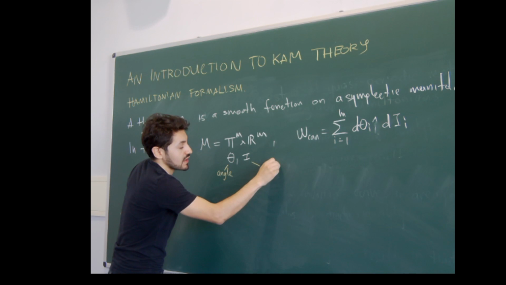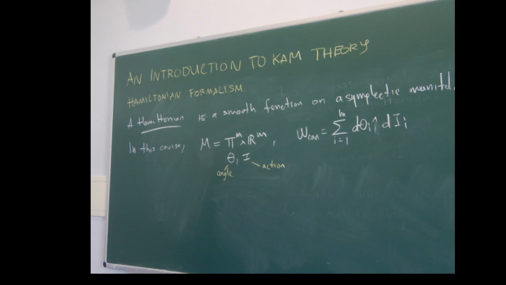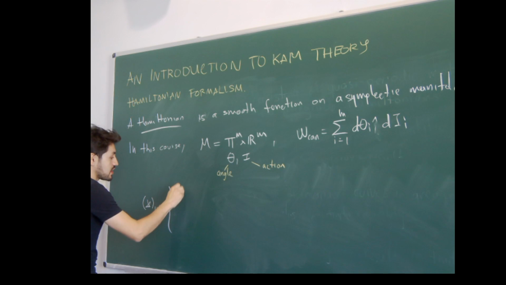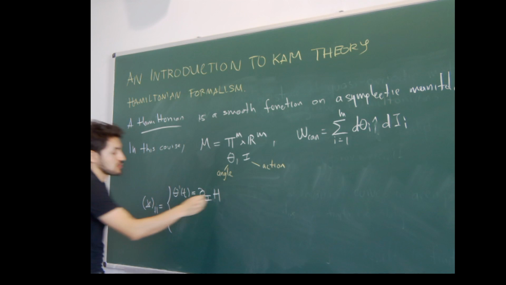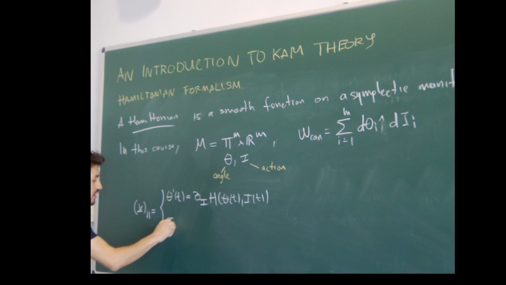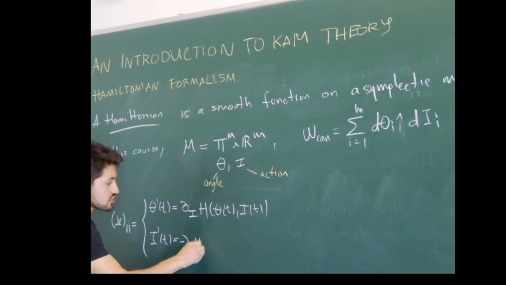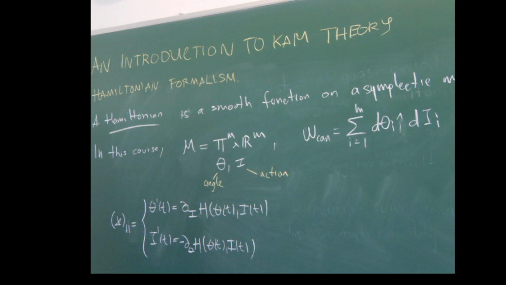And given a Hamiltonian, I want to consider my dynamical system. So what will this be? I will define a system of differential equations. So I will consider these systems of differential equations. Theta prime of t equal to the partial derivative of H with respect to I, at theta of t, I of t. I prime of t equal to minus the derivative with respect to theta of H, at theta of t, I of t. Okay, I have this system of, you can see, 2m differential equations.